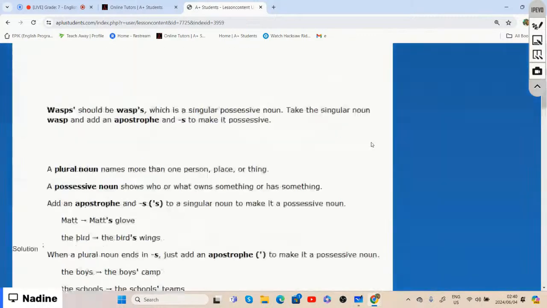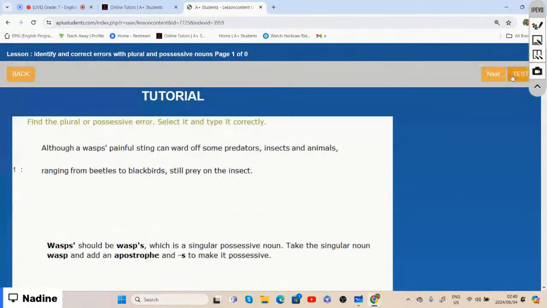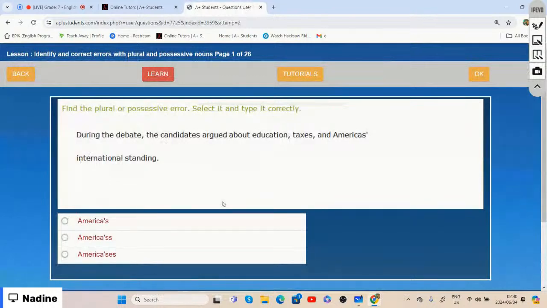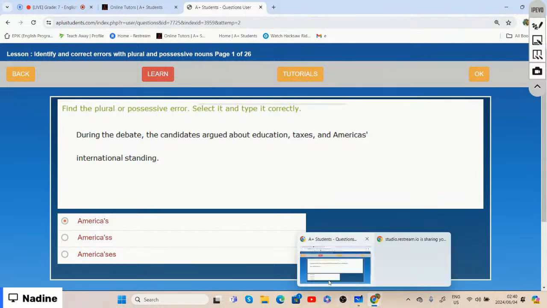All right, so now let's go to our test. So we need to find the plural or possessive error. It says during the debate, the candidates argued about education, taxes, and Americas international standings. So we need to change this word, Americas. And Americas is going to have an apostrophe and an S.